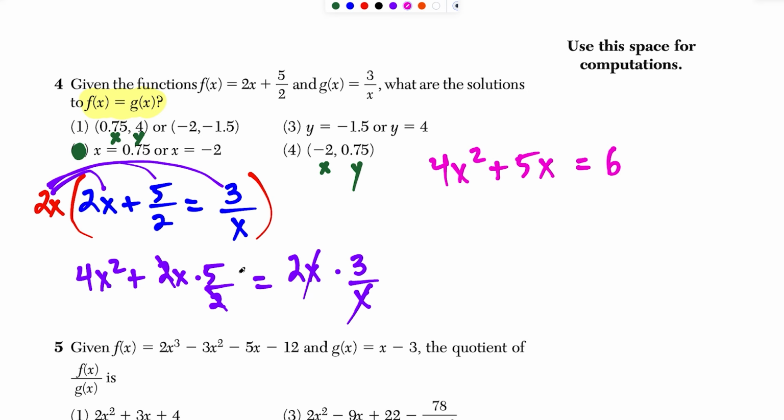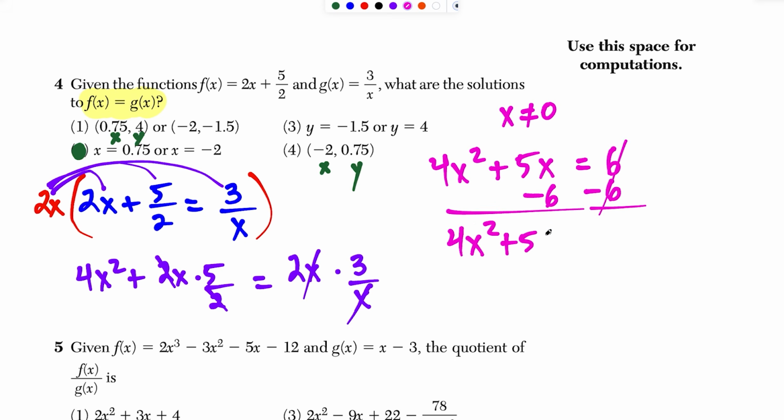One thing I want to point out is that there was an x in the denominator in the beginning. So I should say that x cannot be 0. So if 0 somehow pops out of this, we have to reject that solution. So now I'm going to go minus 6 on both sides. And what we have is 4x squared plus 5x minus 6 equals 0. So now from here, we would use the AC method.